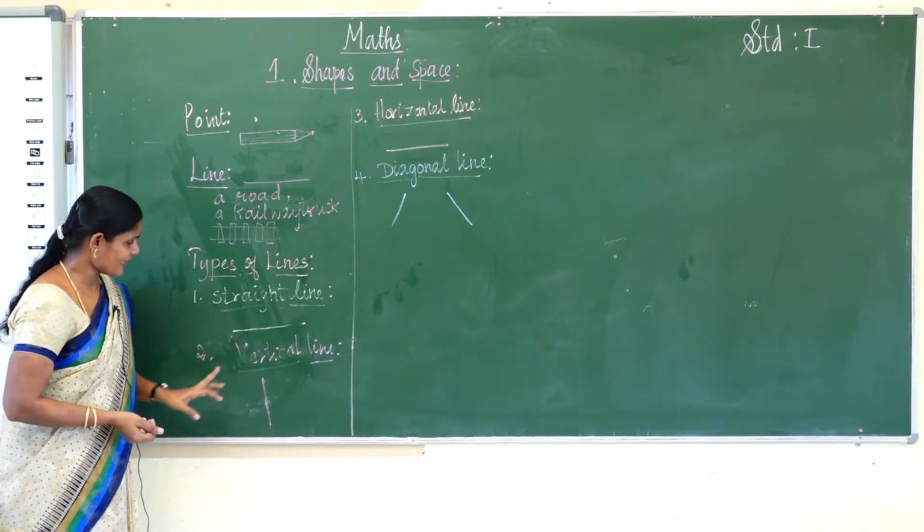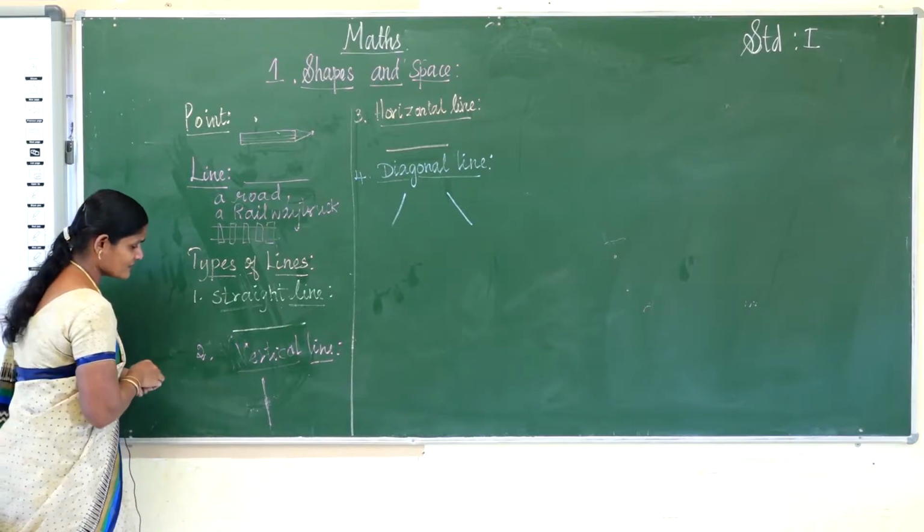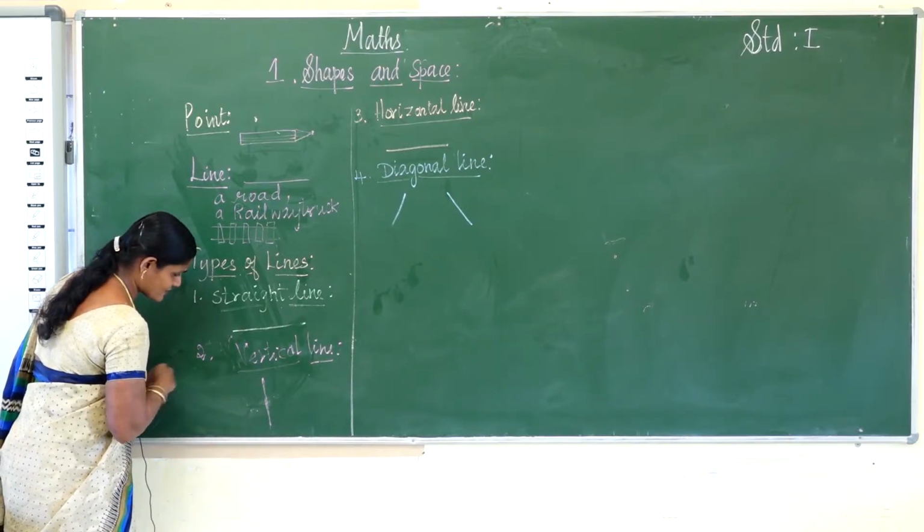This is the straight line. Then vertical lines mean like that. This is the vertical line. Okay, this is the vertical line.